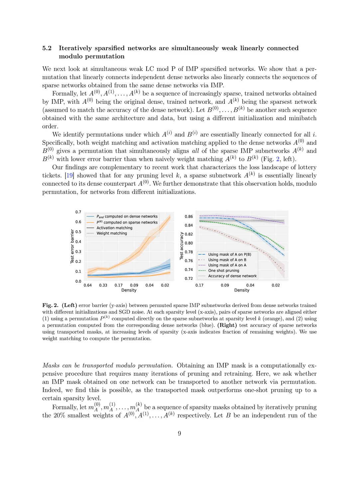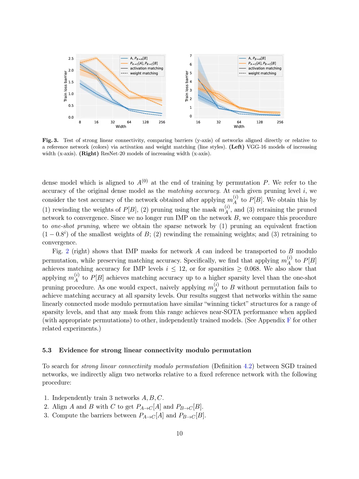In the paper, it is demonstrated that masks obtained through an iterative magnitude pruning IMP procedure can be transported from one network to another via permutation. The process involves obtaining a sequence of sparsity masks by iteratively pruning the smallest weights of a dense network. These masks are then applied to a different network by rewinding the weights of the target network, pruning using the mask and retraining the pruned network to convergence.